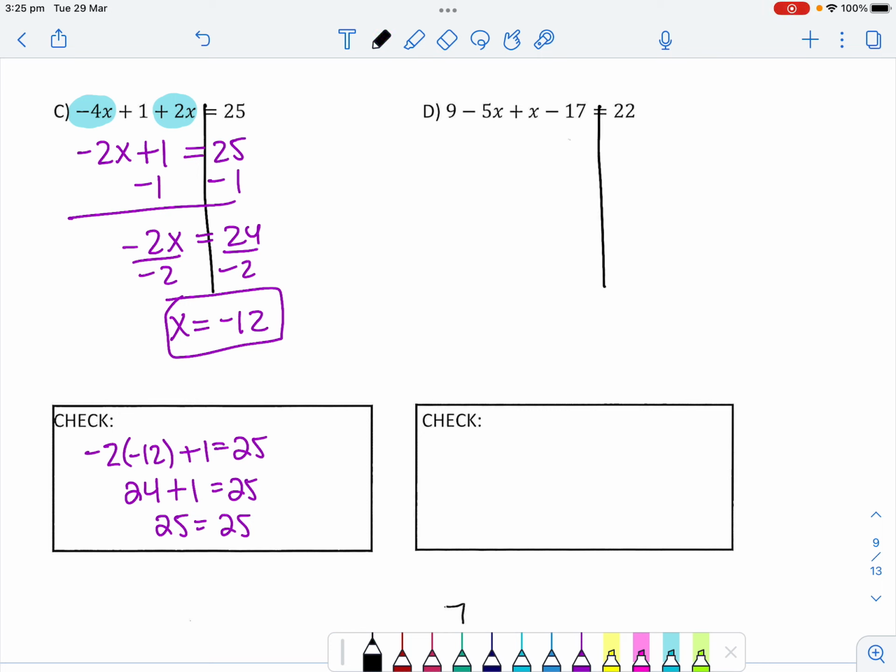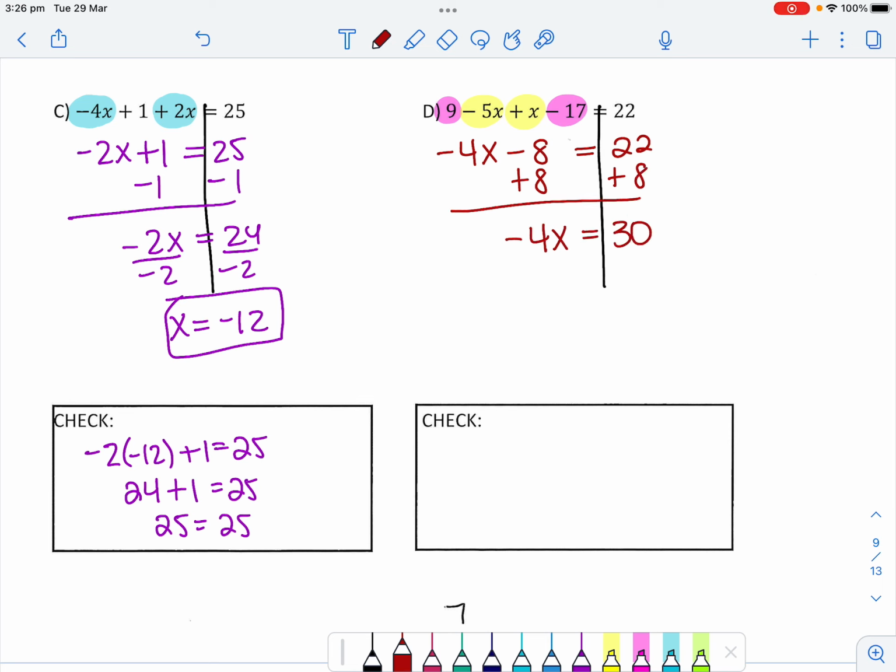In part D here, I'm going to combine the 9 and the negative 17, and then I'm also going to combine the negative 5 and the positive 1. So negative 5 plus 1 is going to be negative 4x, and then 9 minus 17 is going to be negative 8 is equal to 22. I'm going to add 8 to both sides. So negative 4x equals 30.